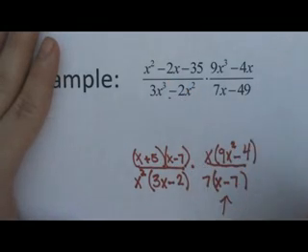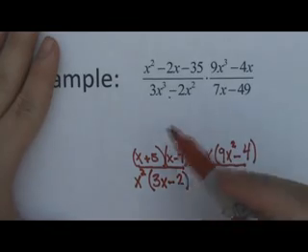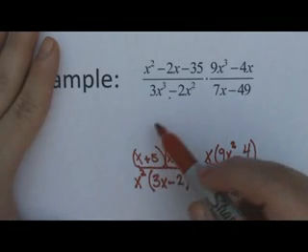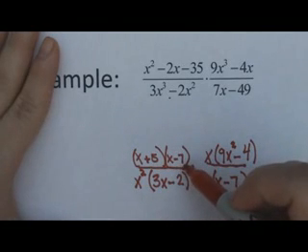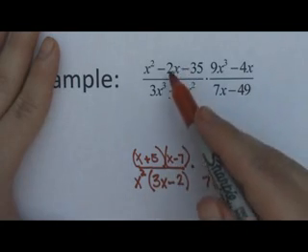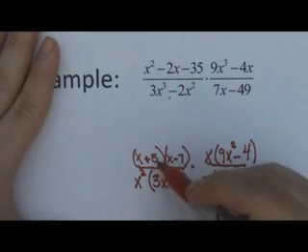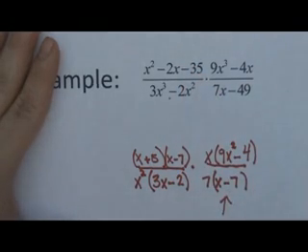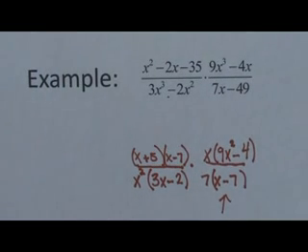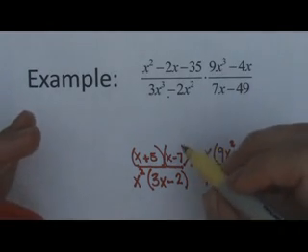We can FOIL this out and check it, of course. X times x is x squared. X times negative 7 is negative 7x. Plus 5 times x is 5x. So we have negative 2x. And then 5 times negative 7 is negative 35. Already I see something that will cancel. You can cancel as you go. You don't have to wait till the end.